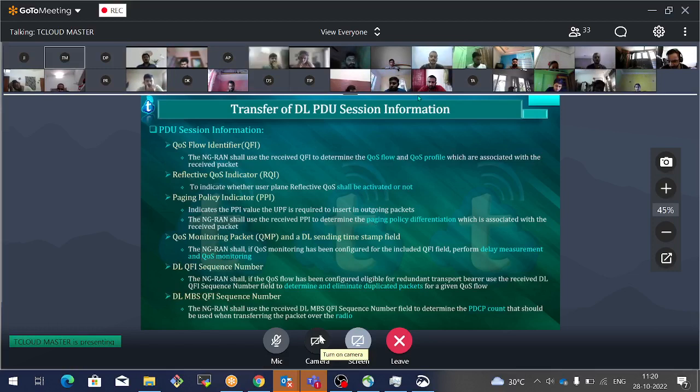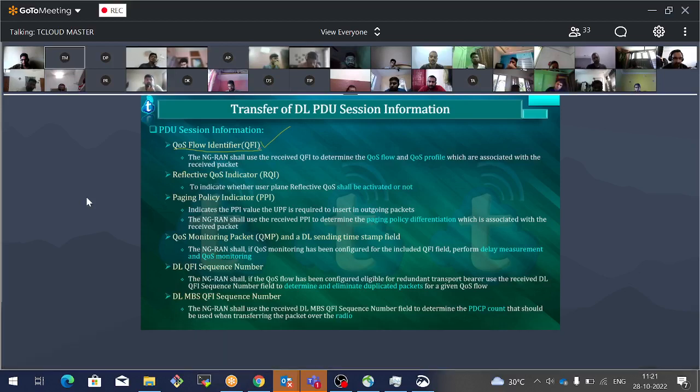First one, quality of service flow identifier. This is needed. The QFI tells which QFI the IP packet that we are packing belongs to. UPF will receive this QFI ID from SMF. In the same way, the NG-RAN node, the gNodeB as well, receives it in the QoS profile.